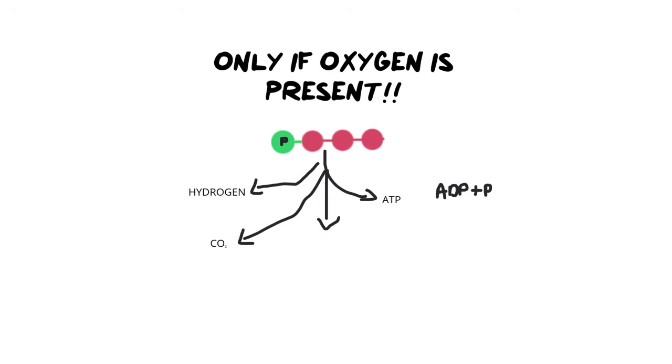Now, what is the substance that we are left with? Because now we've broken down, we've pulled off phosphates, we've pulled off hydrogens. We are left with a substance called acetyl, which has 2 carbons left.